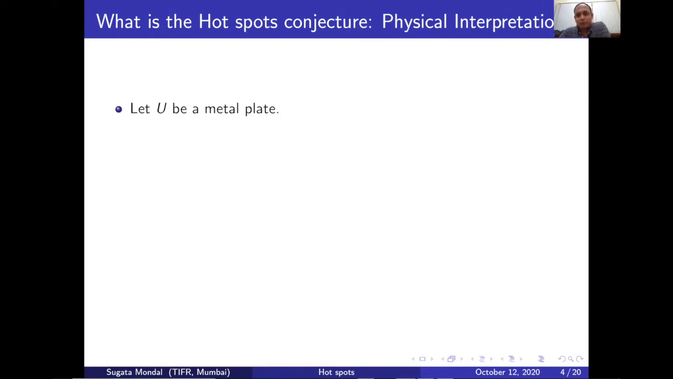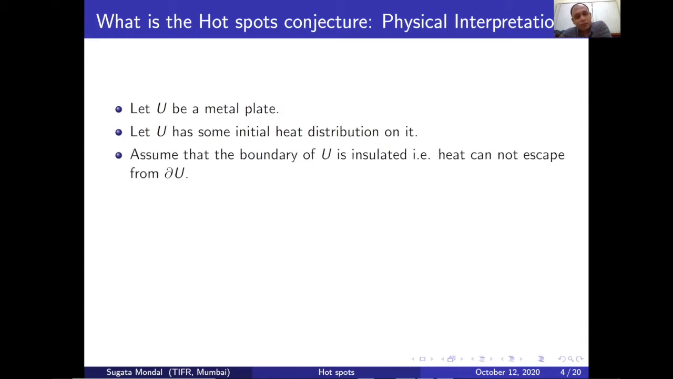Starting with the physical interpretation. The interpretation is the following. You think of a metal plate, U, and think that this has some initial heat distribution on it, and assume that the boundary of U is insulated. That means heat cannot escape from the boundary of U.